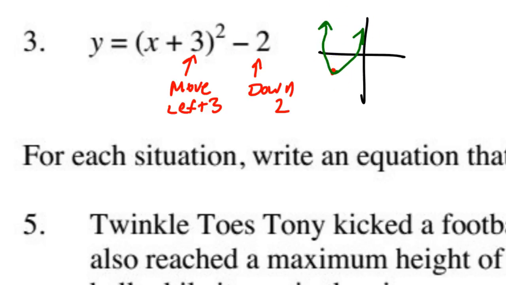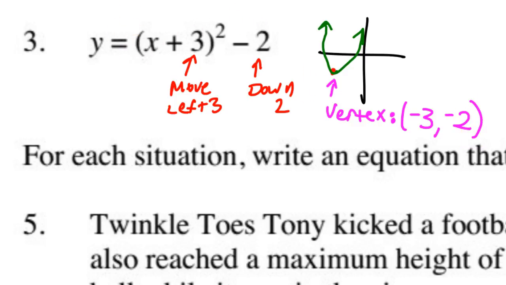Now, I forgot to do this in the last video, but the vertex right here, we can see it's a +3 with the x, so -3, because that's the number with the x position, and it's a negative on the y, so our vertex is -3, -2.